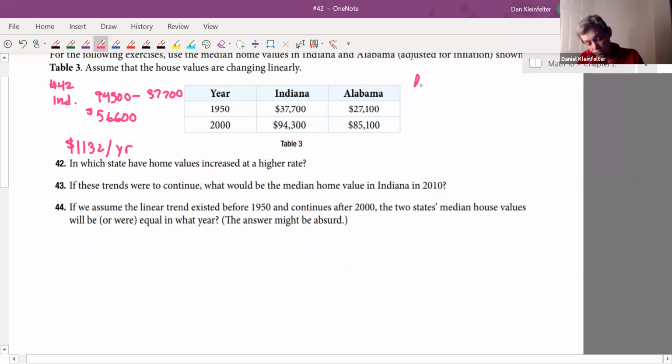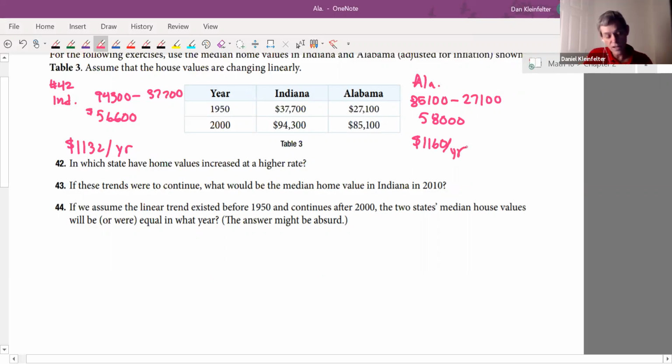In Alabama, it'll be that difference, 85,100 minus 27,100, which is 58,000 even. And per year, 1,160. Okay, so to answer the question, in which state were the home values increasing at a higher rate, 1,132 versus 1,160, it looks like higher in Alabama.